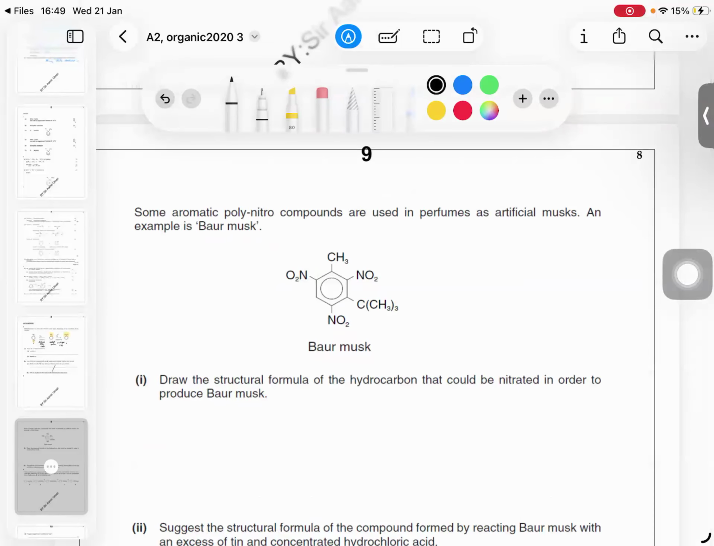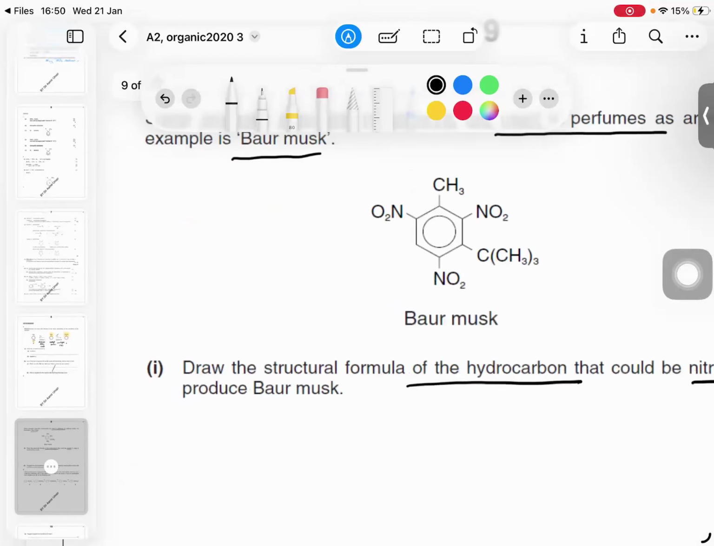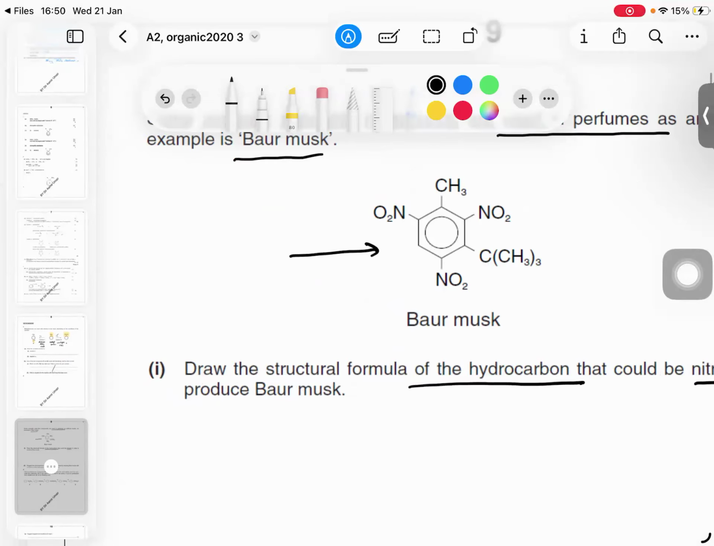Look at this. Some aromatic polynitro compounds are used in perfumes as artificial musks. An example is bore musk. Draw the structural formula of hydrocarbon that can be nitrated in order to produce the bore musk. What is the compound's formula which is nitrated to give this product? What do you think? Except the NO2, the rest of it.